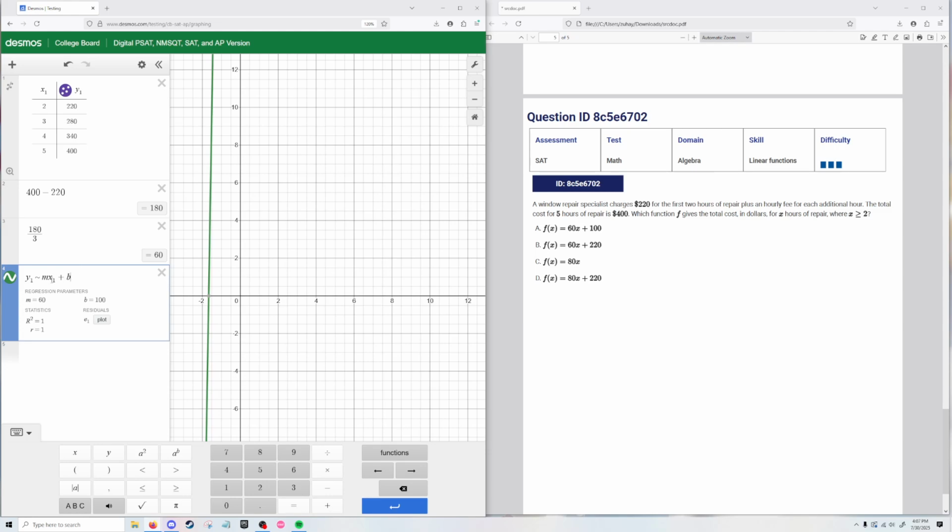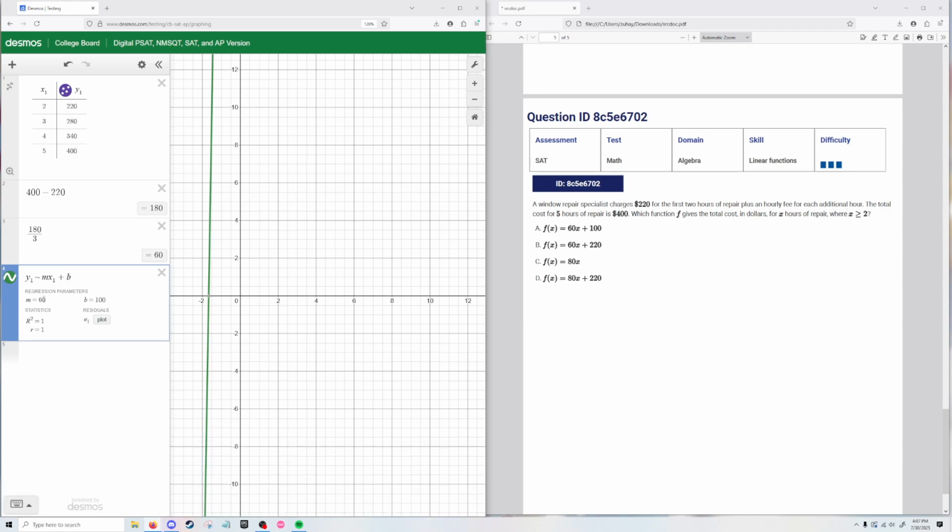So then we all know what mx plus b is, right? That's just the regular slope form. So it gives us right here, m is equal to 60 and b is equal to 100, which is what choice A is right here. So yeah, that's all.